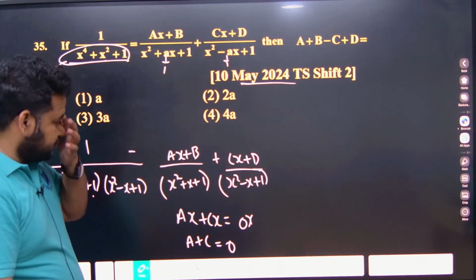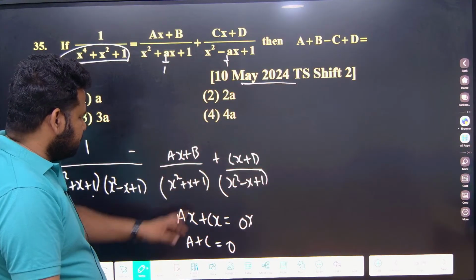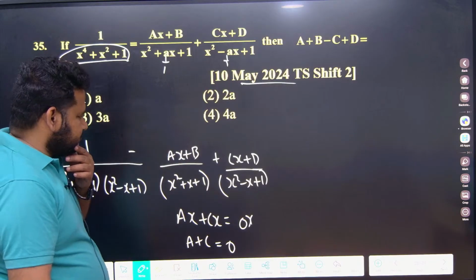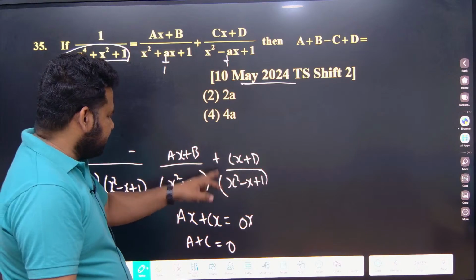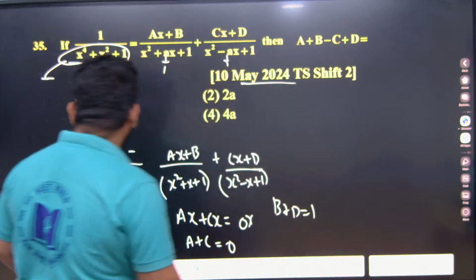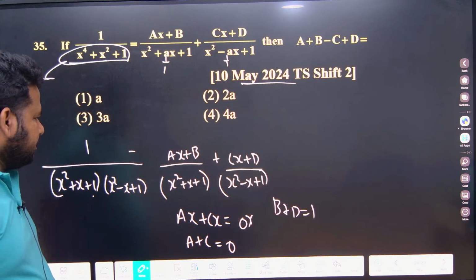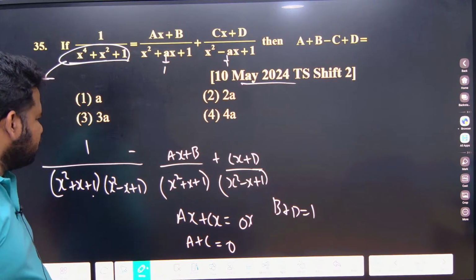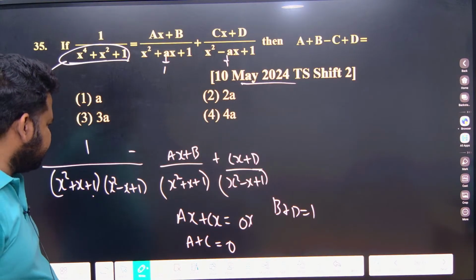Let us look for other coefficients. ax into x square is ax cube, cx into x square is cx cube. Again we get a plus c is equal to 0. Now let us look for constants. b into 1 is b, d into 1 is d. So b plus d is equal to 1. I got the value of b plus d as 1. Further, what can we do here?